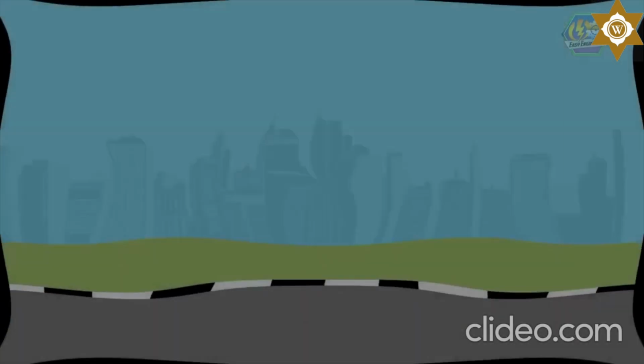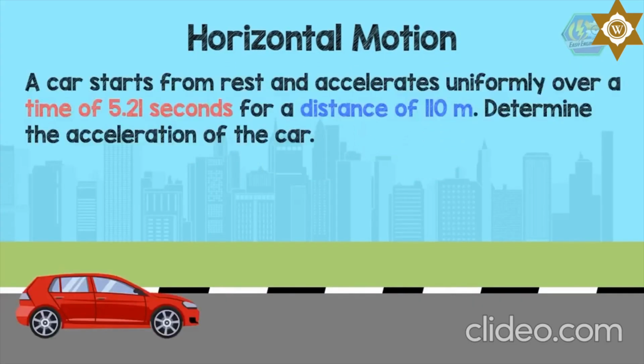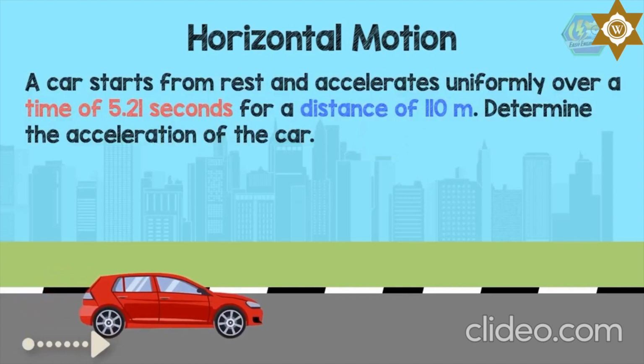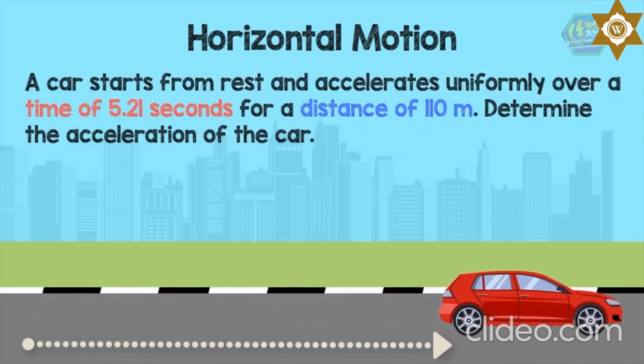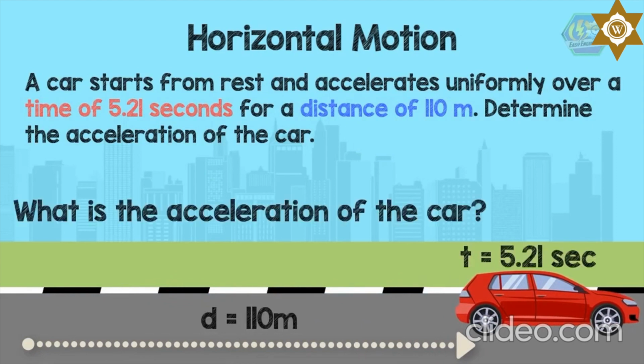First, we have a problem concerning horizontal motion. A car starts from rest and accelerates uniformly over a time of 5.21 seconds for a distance of 110 meters. Now determine the acceleration of the car. Now let us answer it.